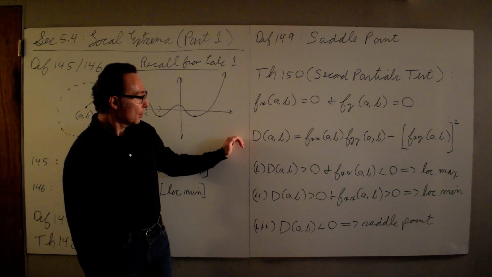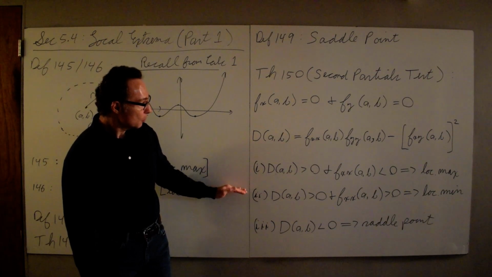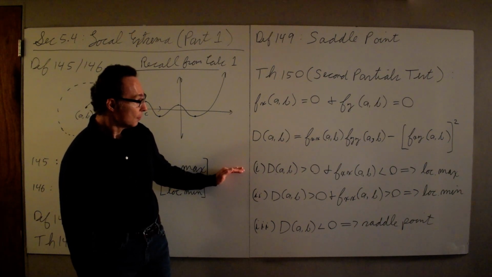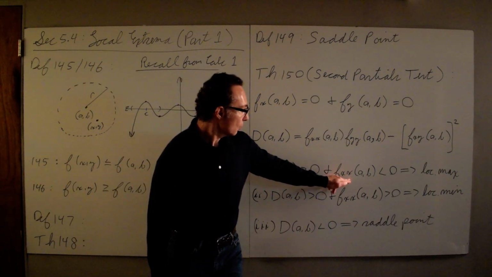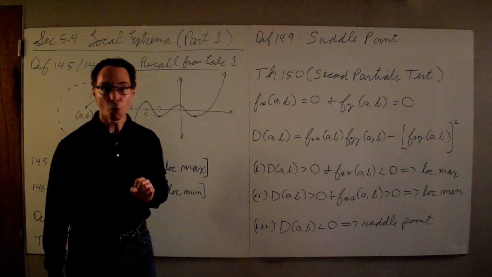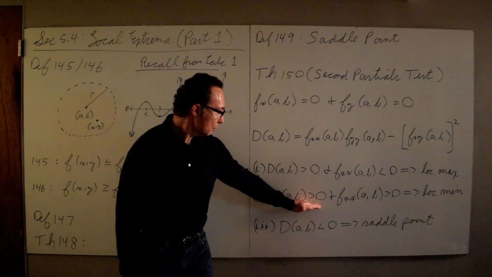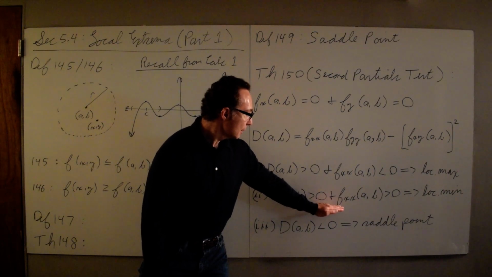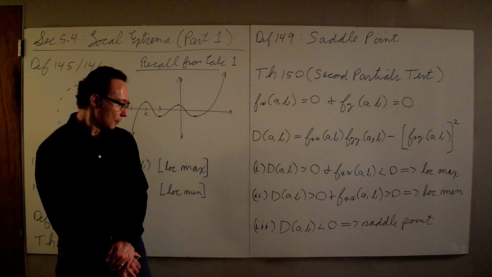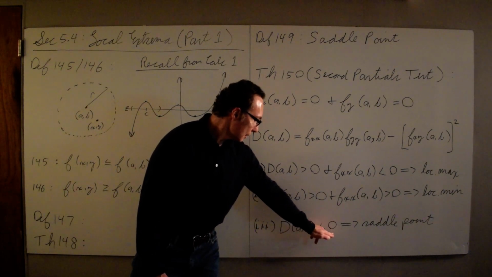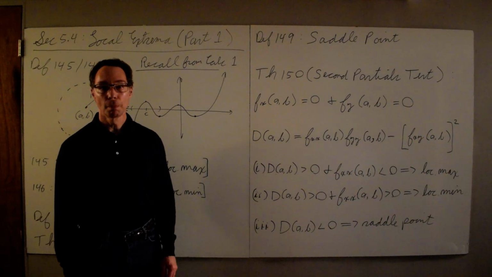Now, we calculate this number. We check to see if this number is positive or negative. If it's positive, and this second order partial is negative, we have a local max at (a, b). If D(a, b) is positive, and f sub xx is positive, we have a local min at (a, b). If D(a, b) is negative, we have a saddle point at (a, b).